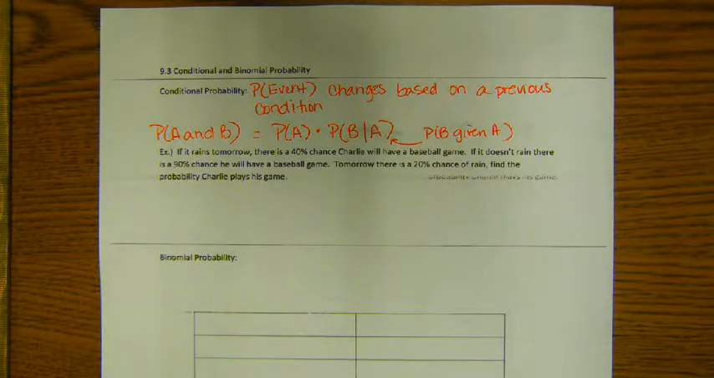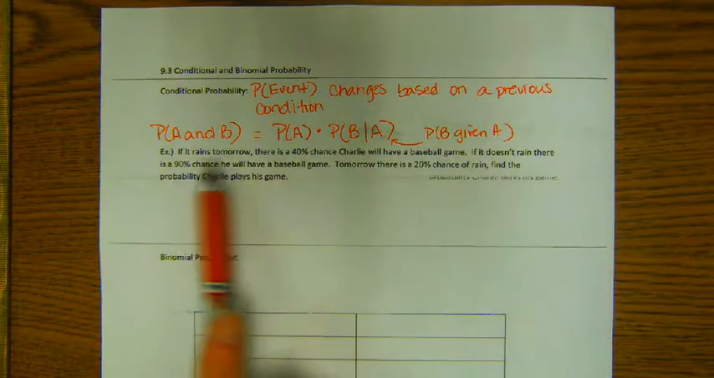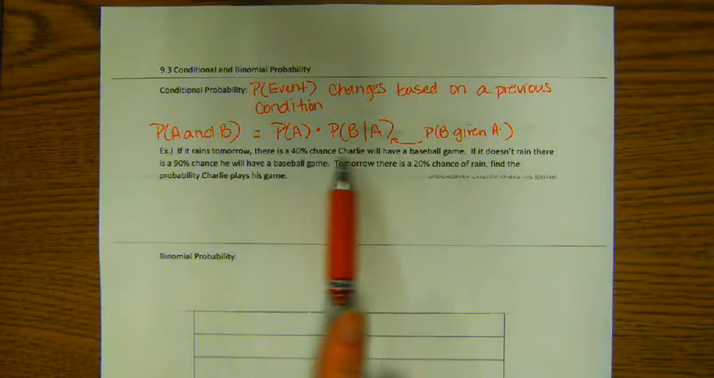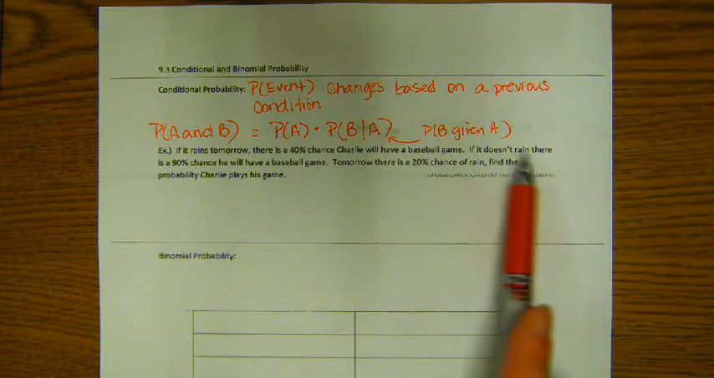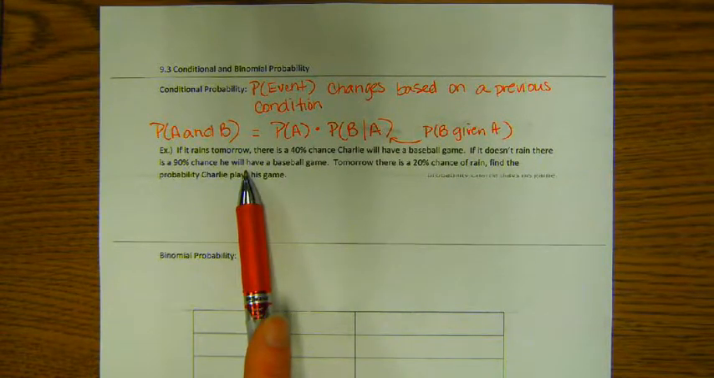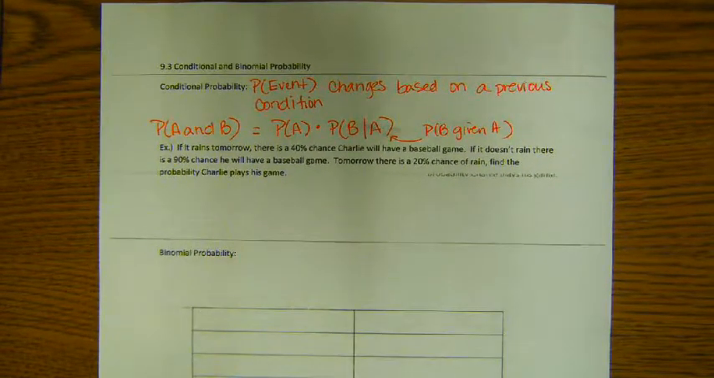Okay, so if it rains tomorrow, there is a 40% chance Charlie will have his baseball game. And if it doesn't rain, there's a 90% chance. And so this isn't like the Skittles problem yesterday, where there were the Skittles in the bag. I mean, that's a set probability. This is a completely different probability based on what happens first.